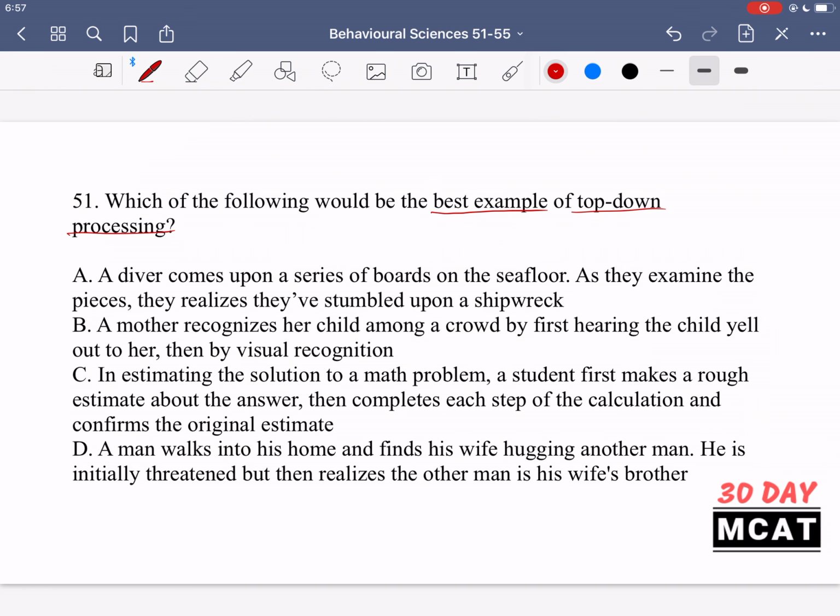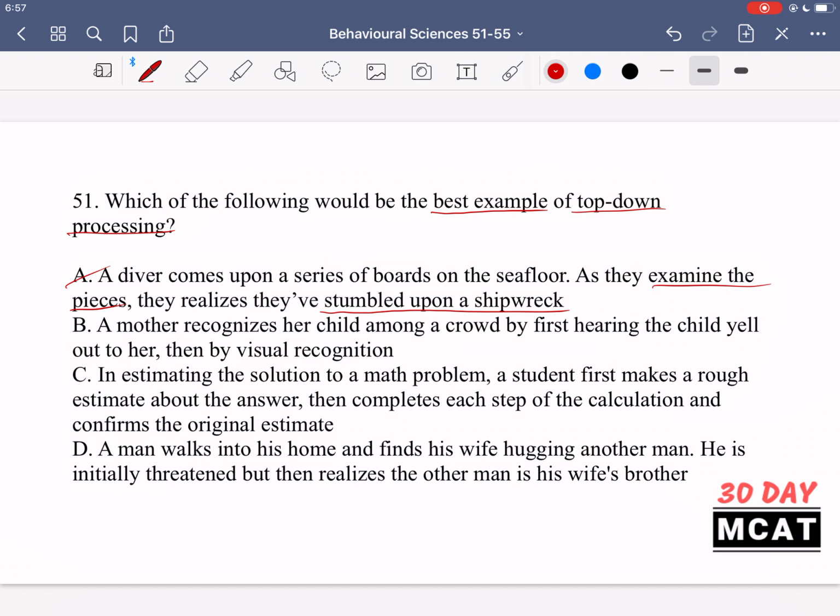Option A is saying a diver comes across a series of boards on the seafloor. As they examine the pieces, they realize they've stumbled upon a shipwreck. But this is bottom up because they're examining pieces, and then once they look at the small pieces, they combine it together, get a whole, and then realize, wow, they have stumbled upon a shipwreck. So that would be bottom up. So A is incorrect.